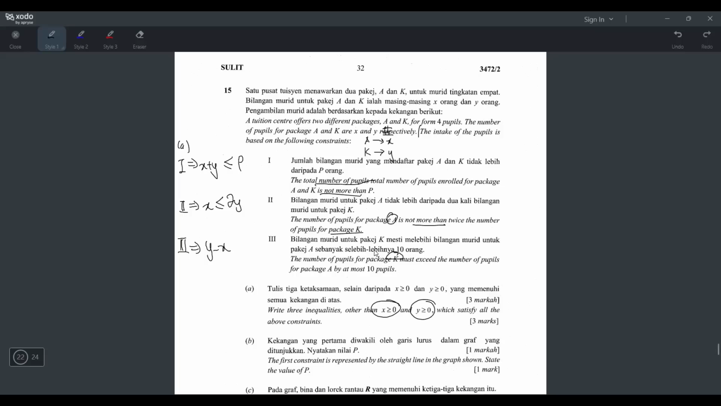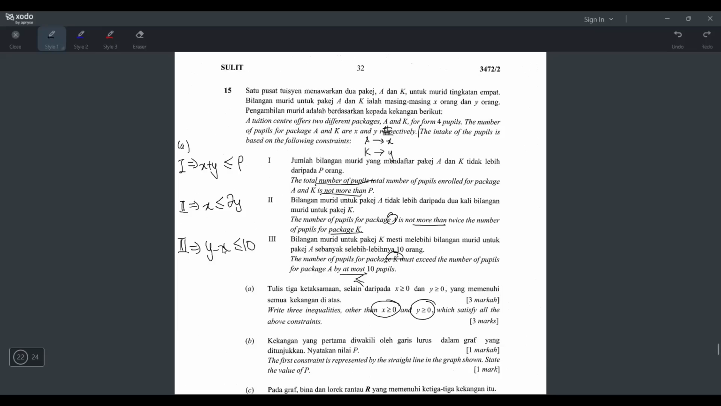And when you tolak, you will get the beza, right? And the beza must be at most 10. So smaller equals 10. Sebab at most, selebih-lebihnya means you punya symbol smaller or equals. Okay? At most means tak boleh, dia punya gap tak boleh more than 10 lah. Dia punya gap, dia punya beza, difference kena 10 or kurang daripada 10. Okay? So K must exceed number of A by at most 10. Ini maksud dia.